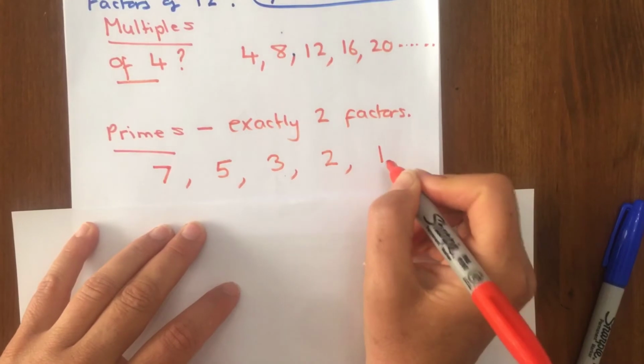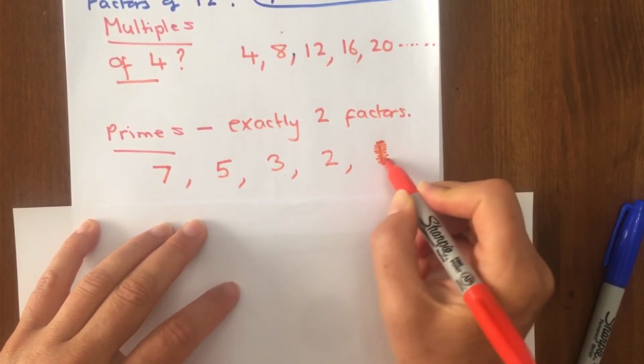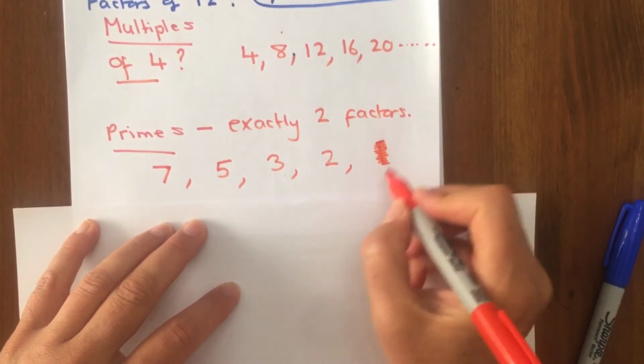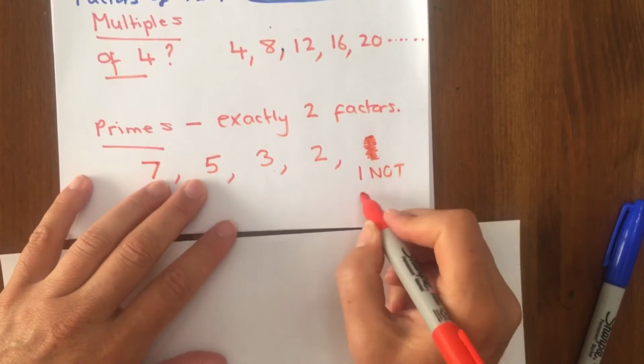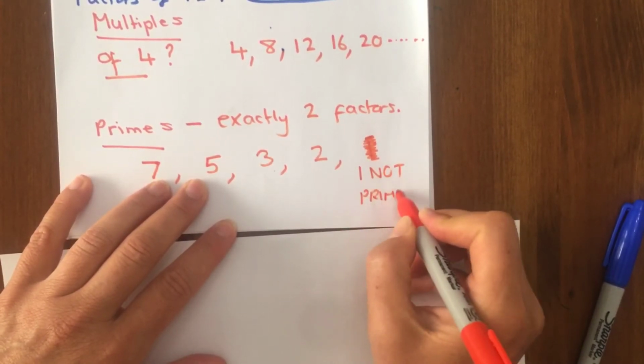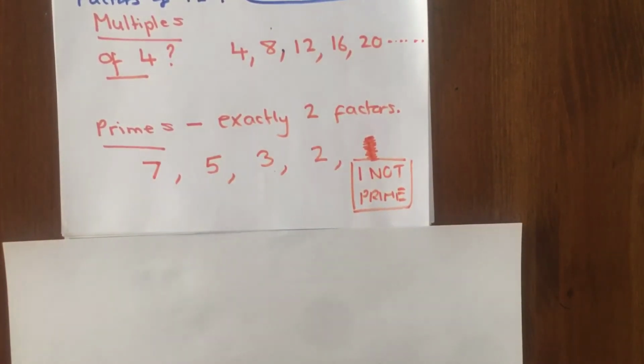Most people think that 1 is a prime number, but 1 only has 1 factor. So no, 1 is not a prime number. Write that down. 1 is not prime. Most people think it is, but it's only got 1 factor, and a prime number has to have 2 factors.